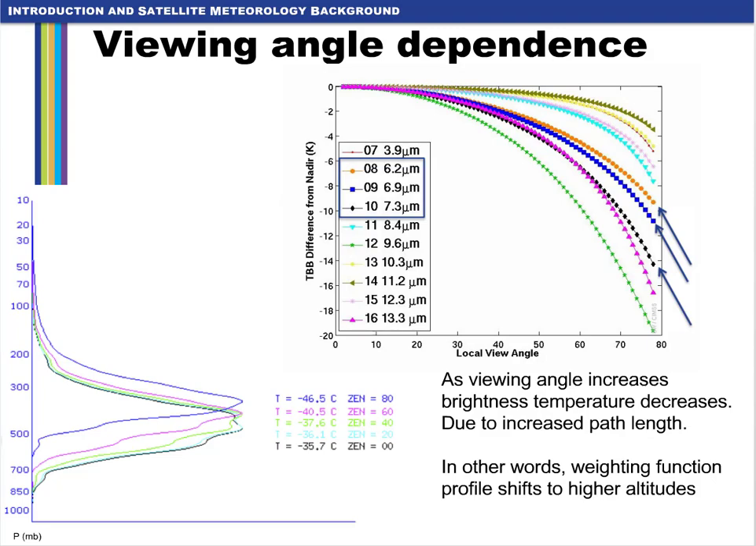These are weighting function profiles for a standard atmosphere, which varies the viewing angle between 0 and 80 degrees. These profiles are valid for the current GOES water vapor band at 6.5 microns under clear sky conditions. As the viewing angle increases, the weighting function profile shifts to higher altitudes, therefore the brightness temperature will be colder.